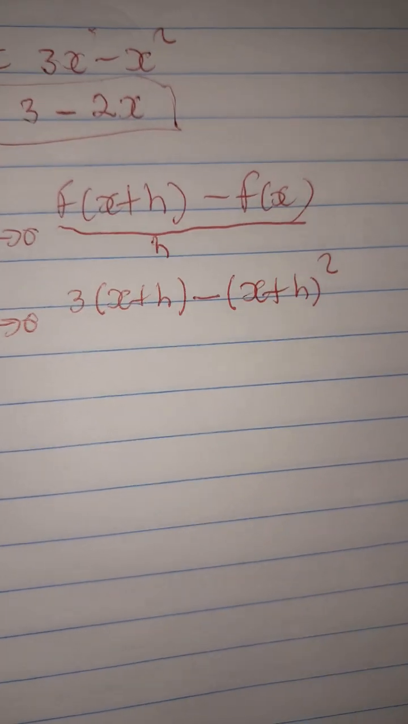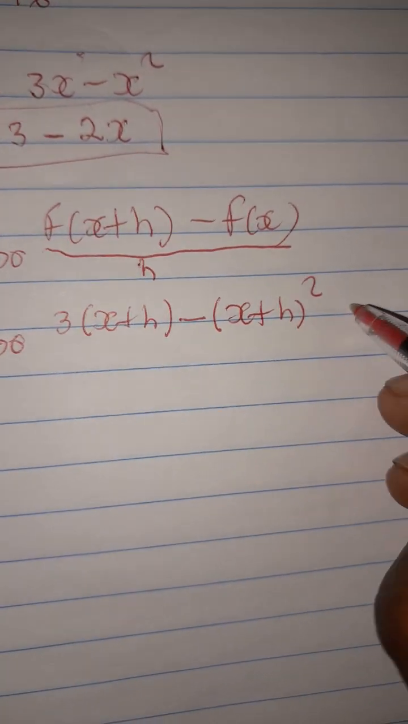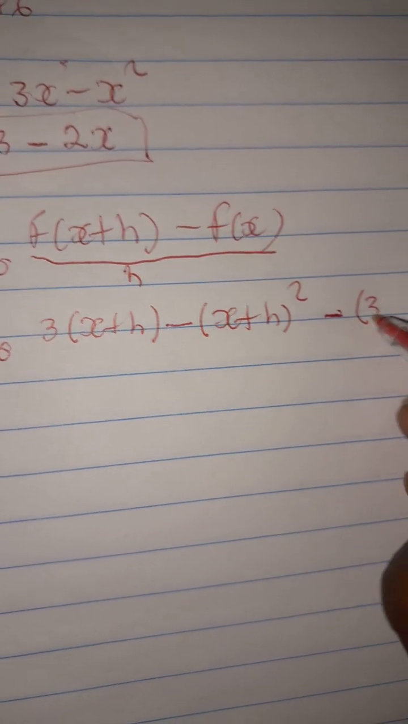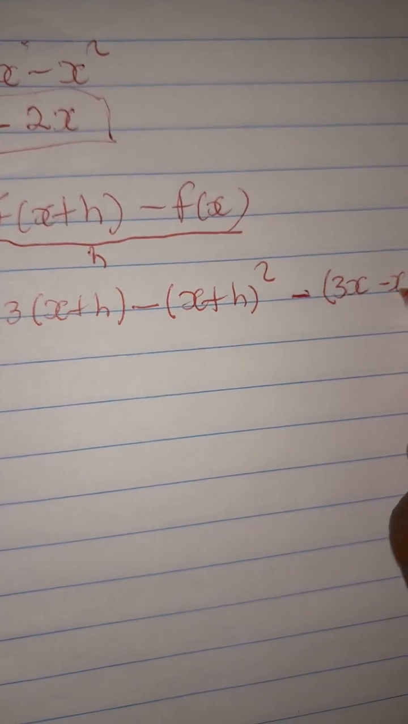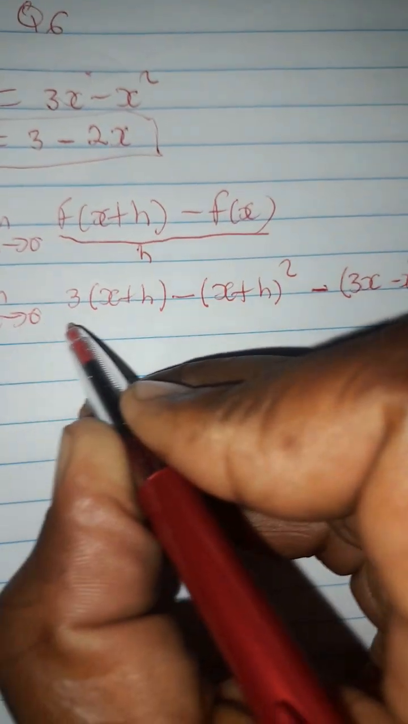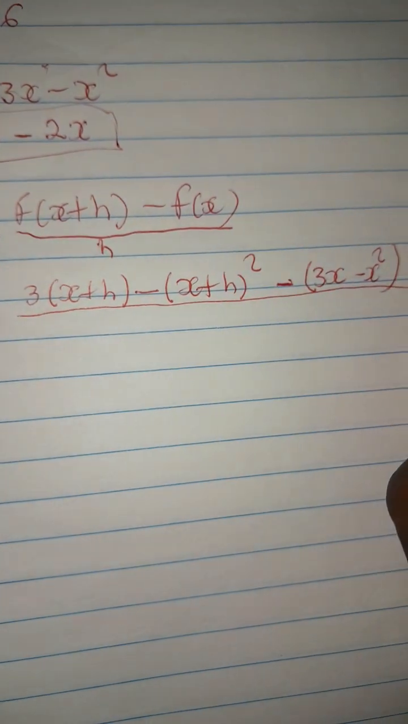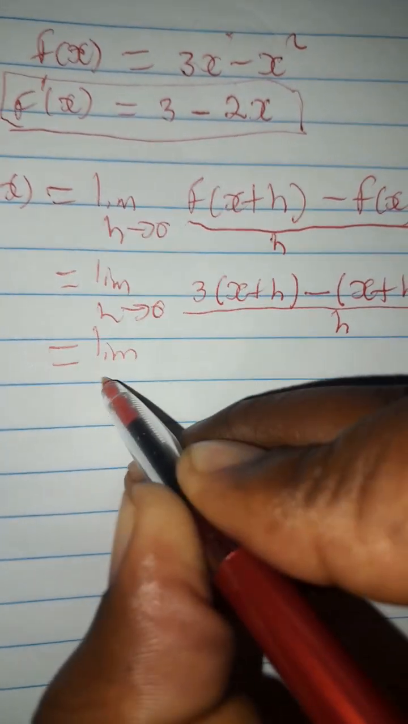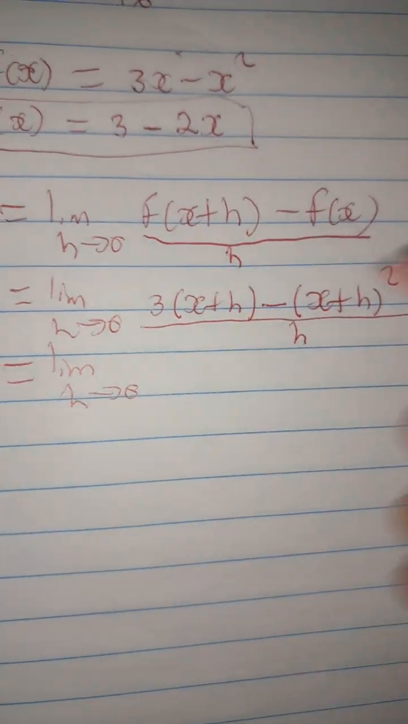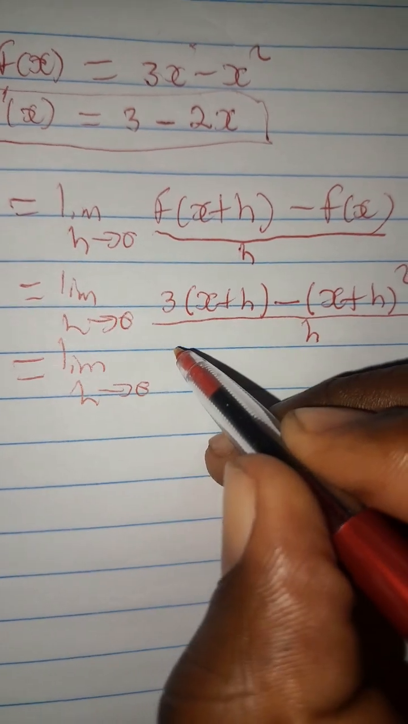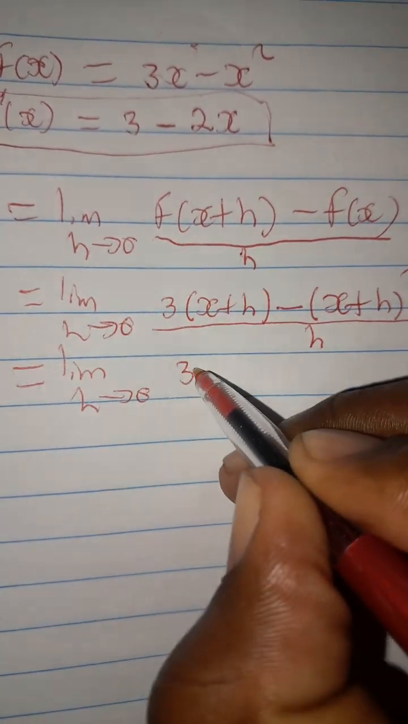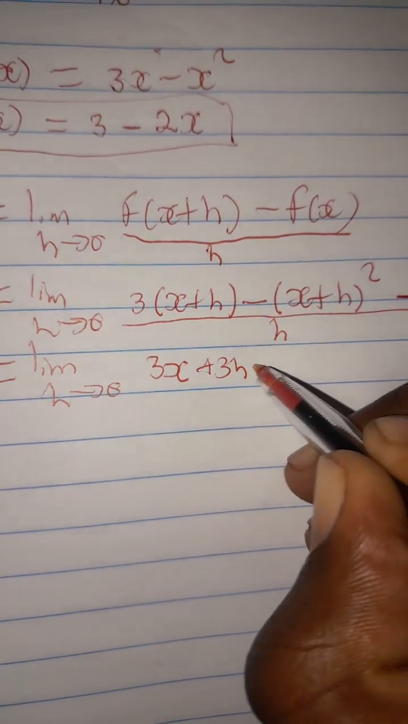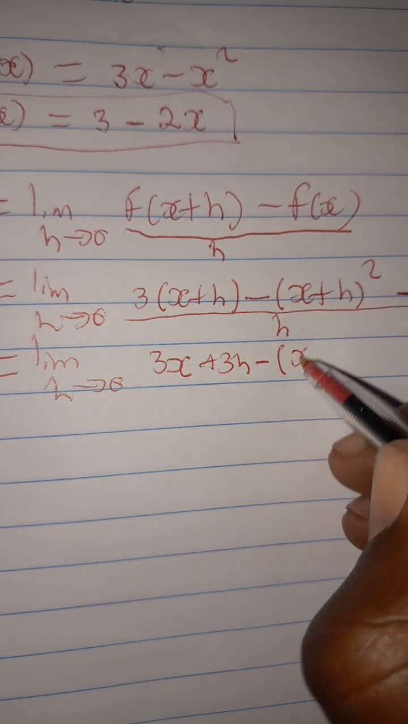Minus the given function, don't forget to include it, which is 3x minus x squared. Be very careful of your signs. That's why it's very important to put the brackets there. Divided by h, limit as h approaches 0. So now we will work this out by multiplying out. 3 multiplied by x gives 3x, and 3 multiplied by h gives 3h. After that, we will square the first term, so it's going to be x squared.